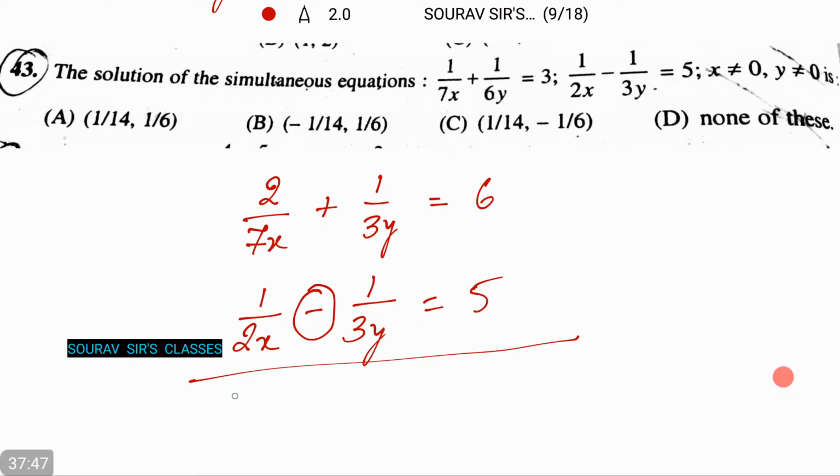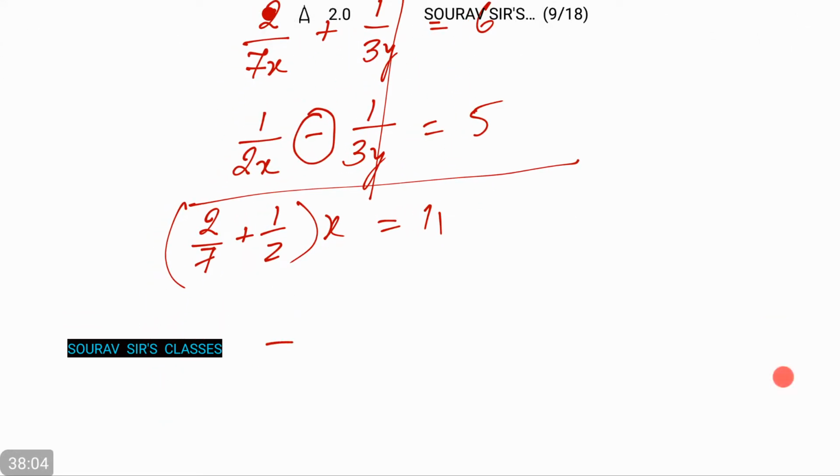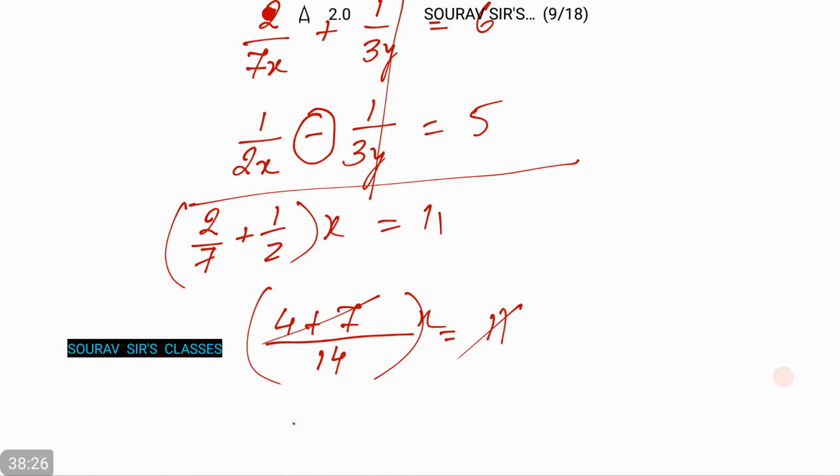So it will come down to 2 by 7 plus 1 by 2x, and this thing cancels out, equals 6 plus 5 is 11. This as a whole, we take the LCM and we have 14, is 4 plus 7 equals 11. x equals 11, so this cancels out and x is equal to 14. That's your first answer. Or rather, 1 by x equals 14, and since x is in the denominator, this becomes 1 by 14.